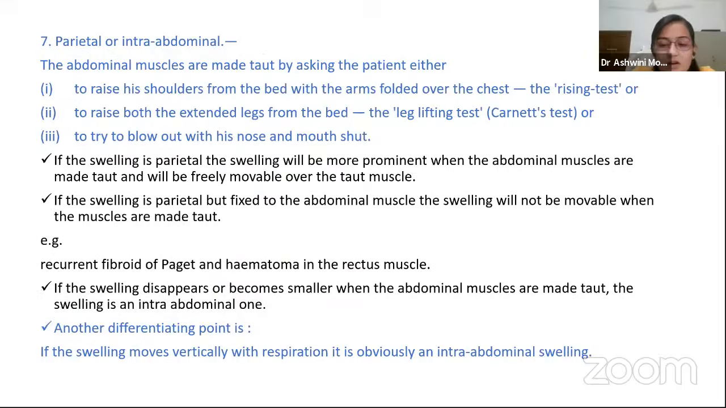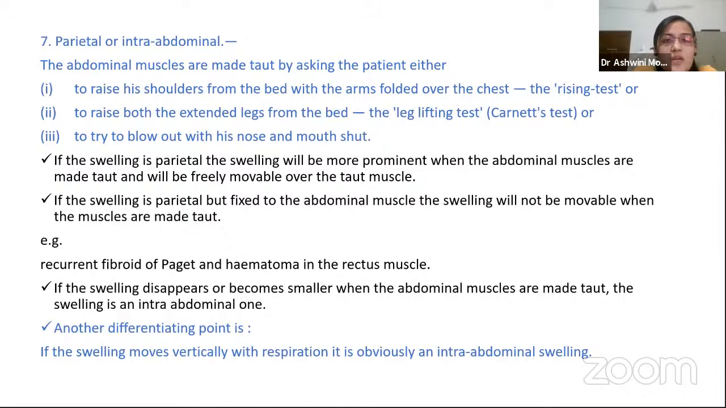After that, we have to check whether the swelling or lump is intra-abdominal or parietal, and that is important to differentiate. Is it a parietal swelling, or is an intra-abdominal organ involved in the lump or swelling? That is appreciated by making the abdominal muscles taut, by asking the patient either to raise his shoulders from the bed with the arms folded over the chest, that is the rising test, or to raise both extended legs from the bed, that is the leg lifting test, also known as Carnett's test, or to try to blow out with his nose and mouth shut.